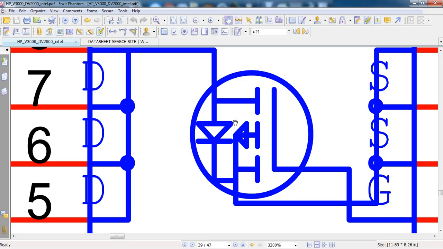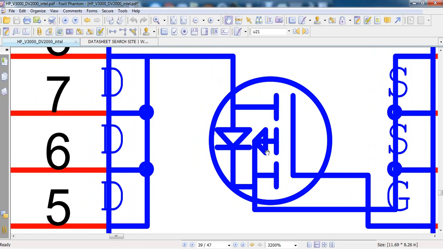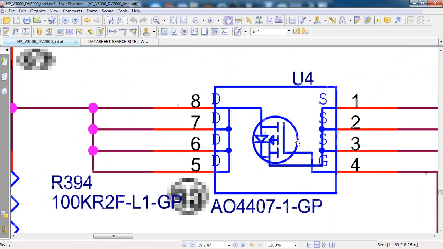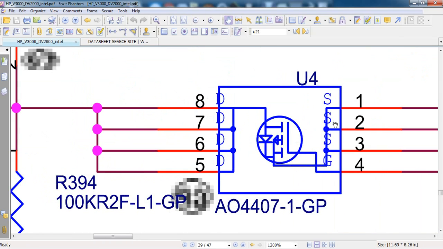P channel MOSFET conducts the voltage from drain to source. Okay, drain to source. So the drain point, the input side, is connected at the drain side, and the source is at the output side. So the voltage is coming over here. All these pins are the same.